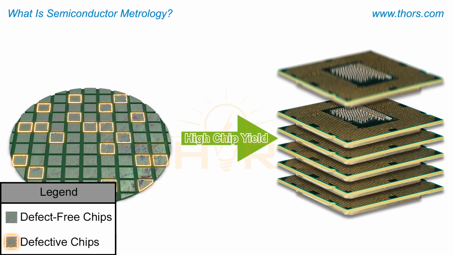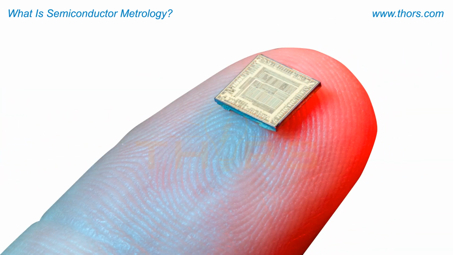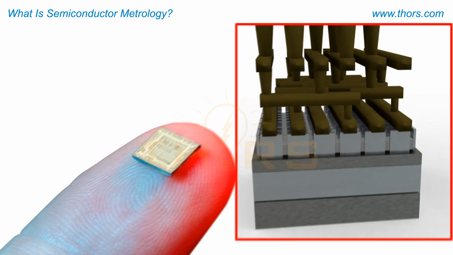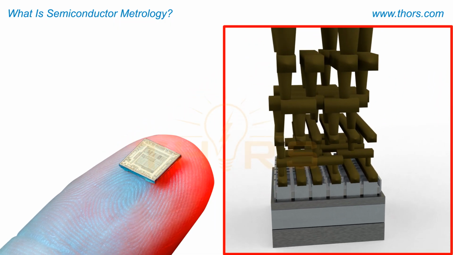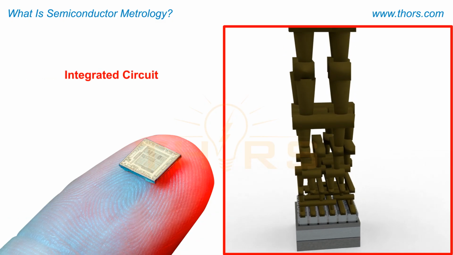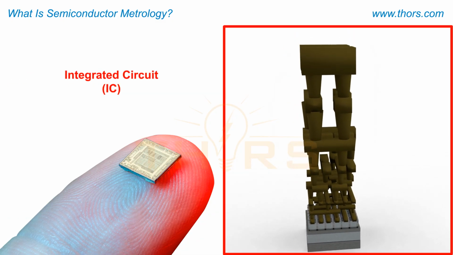cost. Semiconductor manufacturing processes and metrology have evolved to enable increasingly smaller features or structures inside an integrated circuit, or IC, and more layers on chips.